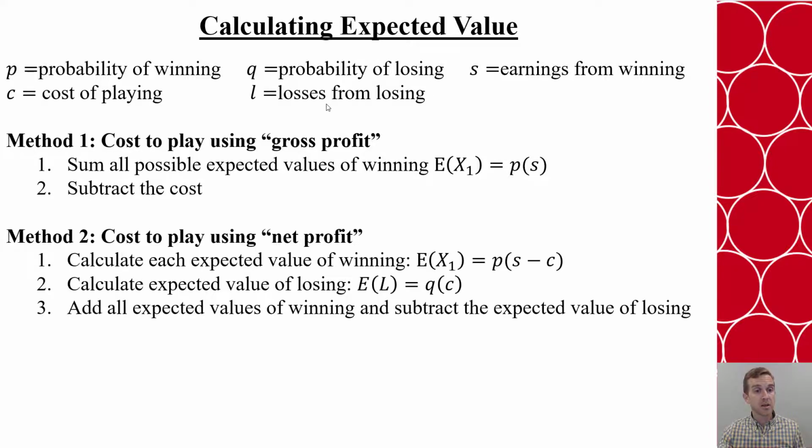Another option is to look at the net profit of the expected values. To do this, we take the net profit of each individual expected value. So that means we're going to take how much you can win minus the cost to have participated or played. We're going to add all of them together, but we're also going to calculate the expected cost of losing. So we get that expected value. That's what we subtract in the end versus the total cost.